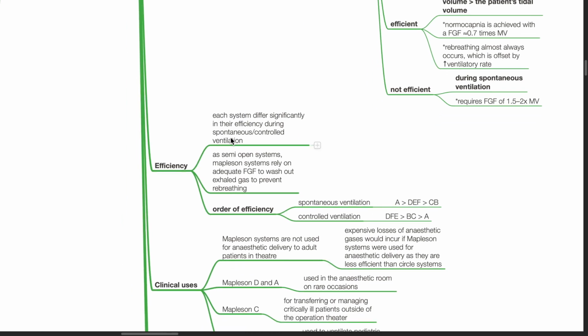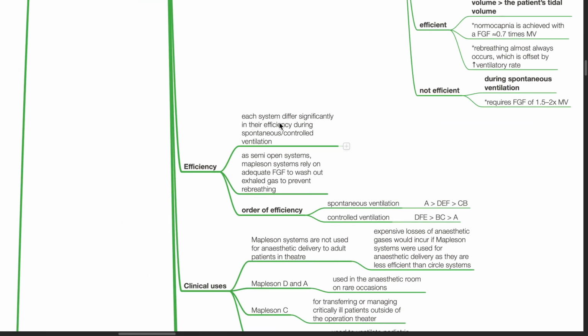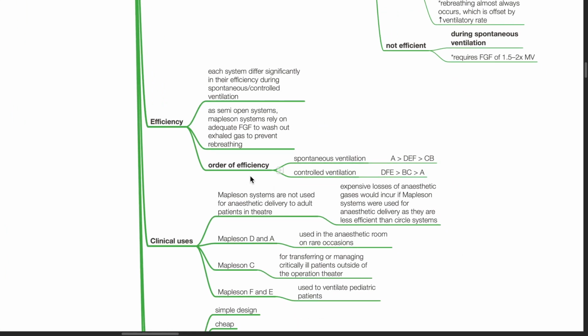Efficiency. Each system differs significantly in their efficiency during spontaneous or controlled ventilation as mentioned above. As semi-open systems, Mapleson systems rely on adequate fresh gas flow to wash out exhaled gases to prevent rebreathing. Order of efficiency. For spontaneous ventilation, from greatest to smallest: A, D, E, F, C, B. For controlled ventilation, from greatest to smallest: D, F, E, B, C, and A.